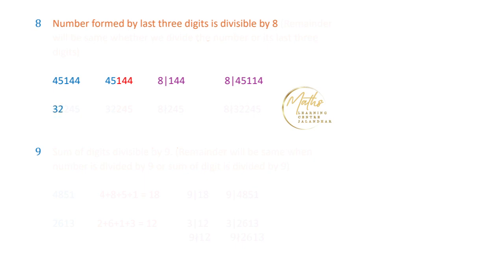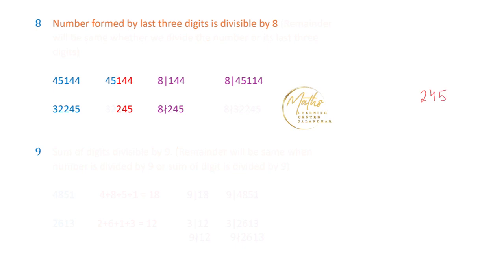The next example we have is this number. The number formed by the last 3 digits is 245, and clearly 8 does not divide 245. How can we say this? We are saying the number we have is 245.